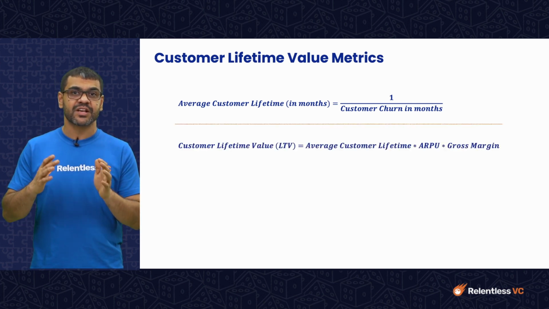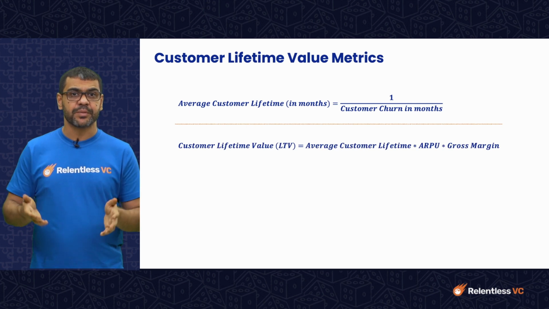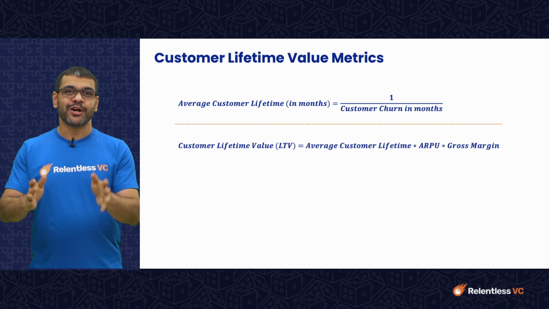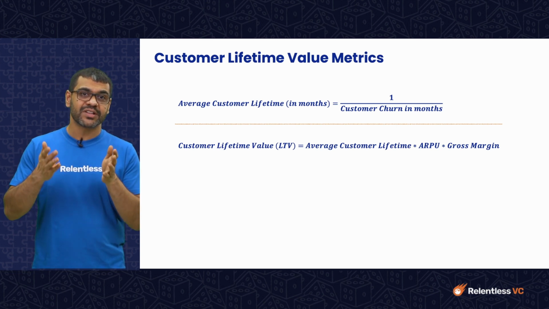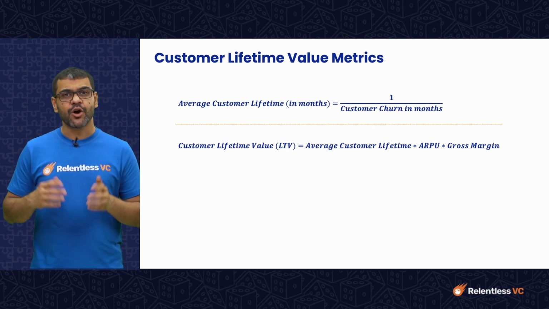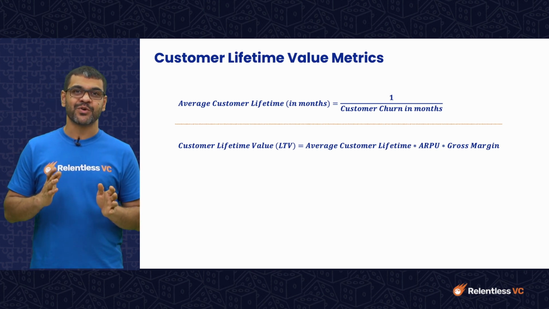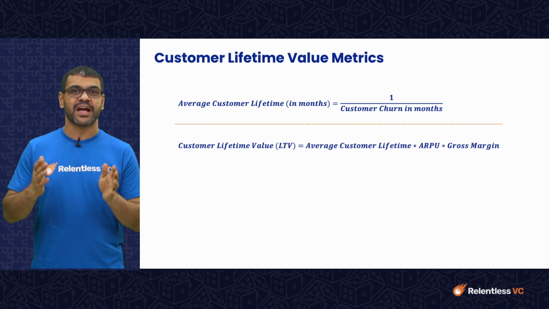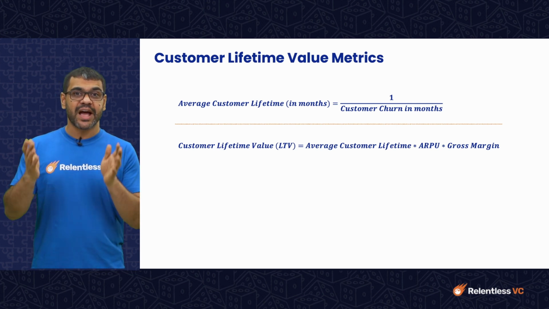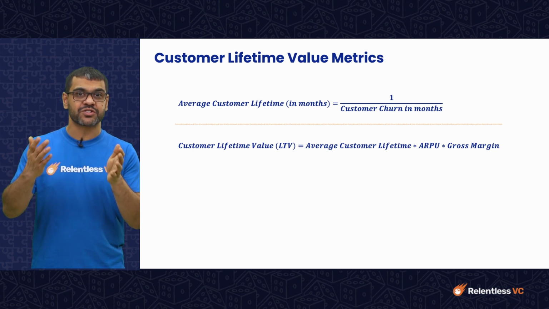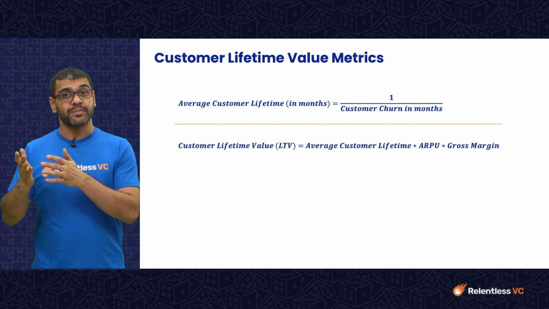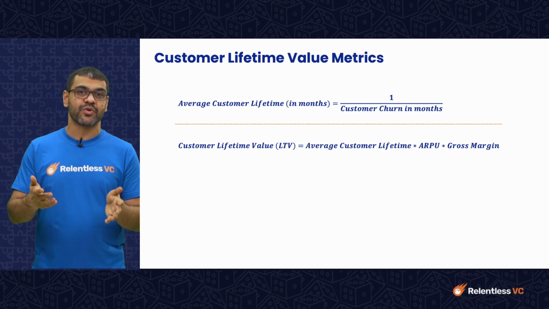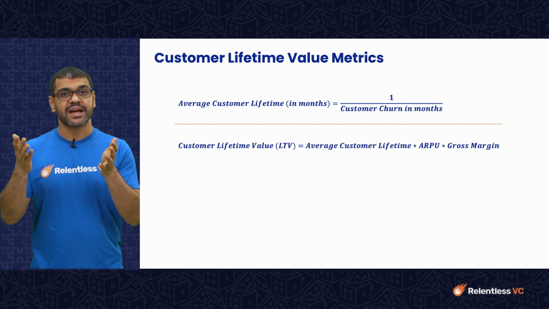The next metric is customer lifetime value or LTV, which is defined as the total amount of gross margin that you make from an average customer during their lifetime with the subscription. Now, LTV is easy to measure once you know the average customer lifetime. You just multiply the average customer lifetime with ARPU to get the average revenue you expect from a customer over its lifetime, and multiply that by the gross margin percentage to get the average gross margin you expect from a customer over its lifetime, which is LTV.